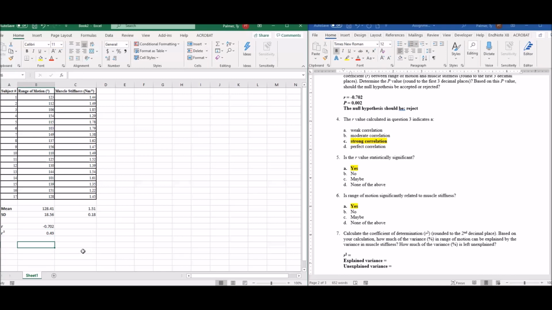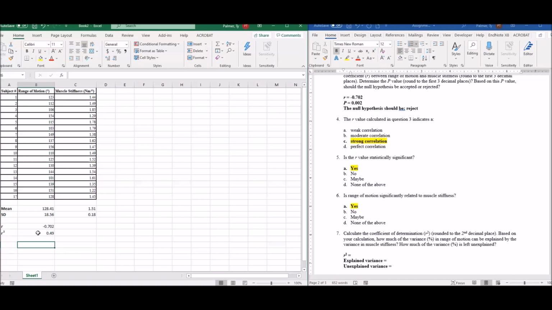It's 0.49. Now you might be thinking, how did you get a positive value when the r value is negative? Well, simple algebra 101: what are we doing when we square a value? We're multiplying it by itself. Basically, we're taking negative 0.702 and multiplying by negative 0.702. When we multiply a negative times a negative, we get a positive. That's why, and here's a good rule of thumb, the coefficient of determination is always going to be a positive value.